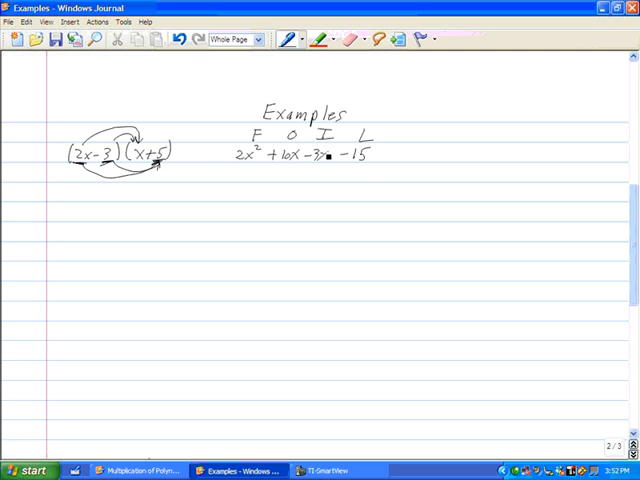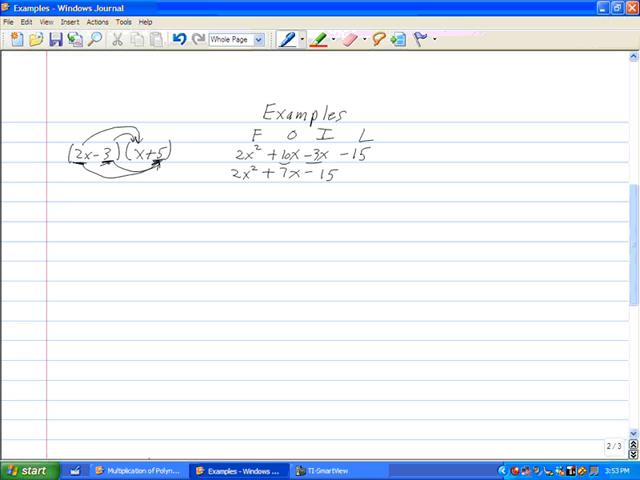Now, unlike our previous examples, this one has a little bit more that needs to be done. When you use the FOIL method, it's very common for these two inner terms to be like terms. So the 2x squared comes down because there are no other x squares. A 10x minus a 3x, when combined, will give us a 7x. And there's the constant minus 15.